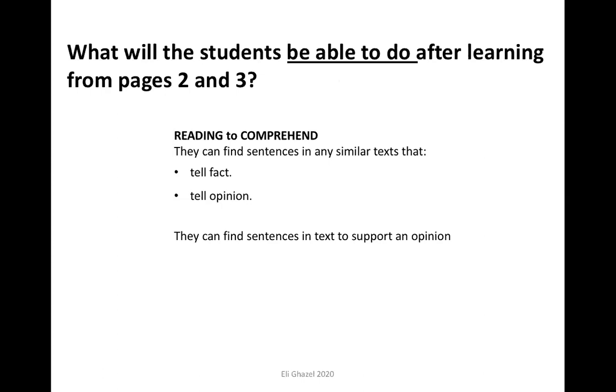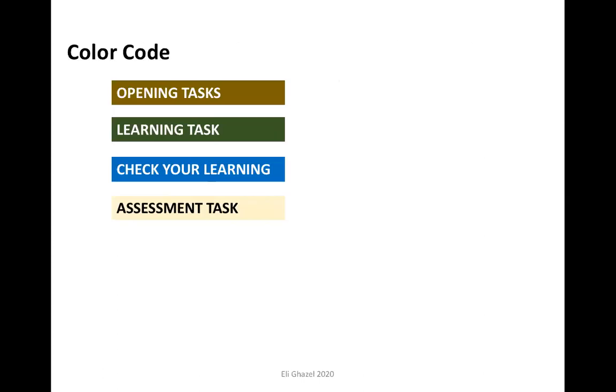So let's see how they're going to learn. But before we do, all the programs that I'm designing have 4 colors. This color means that this is the opening part, and it has a special purpose. The green is the learning part. The blue is always checking the learning, and the tan is the assessment part. What is interesting about the assessment part is once you start to understand how it works, it makes your ability to design tests much easier.